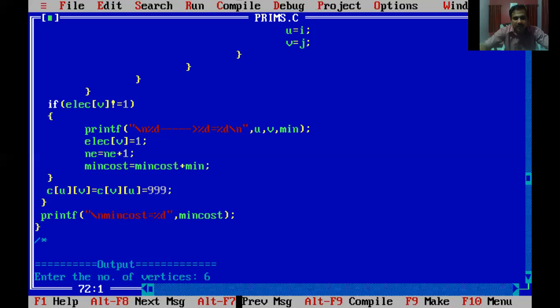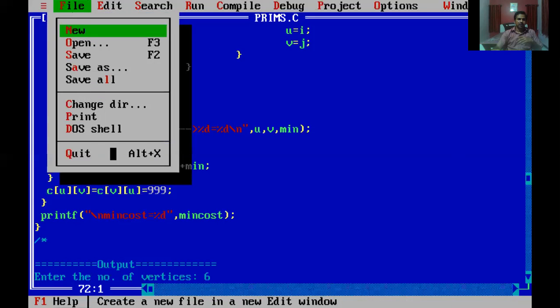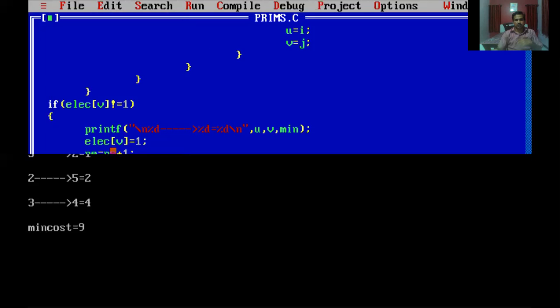Okay, so like this, with different inputs, you can make a trace of your code. Okay, so definitely you'll be much clearer with this concept.